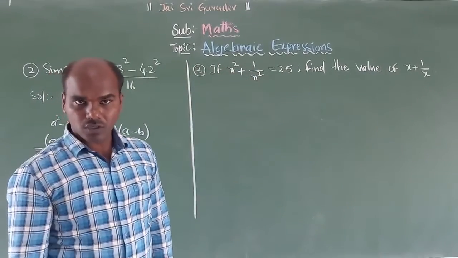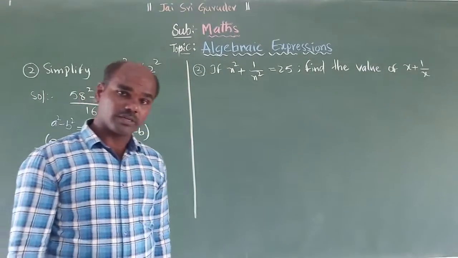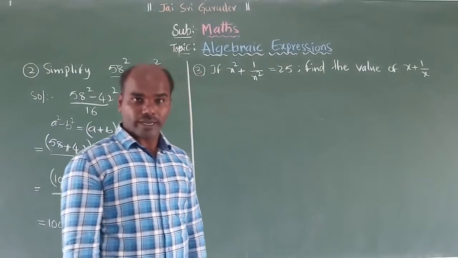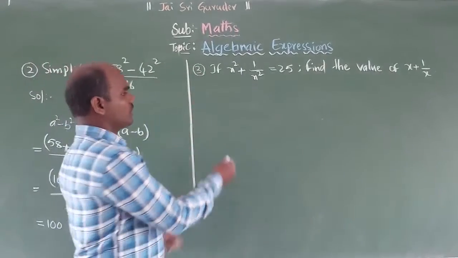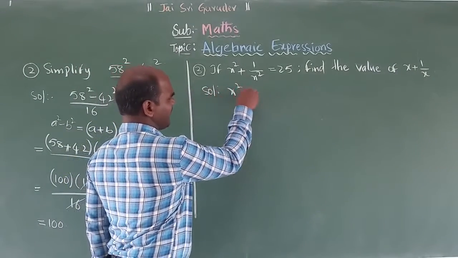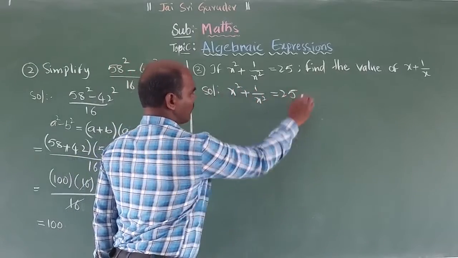Now we have to apply the first identity, that is (a plus b) whole square is equal to a square plus 2ab plus b square. Based on that only we have to apply. The given solution is x square plus 1 by x square is equal to 25.